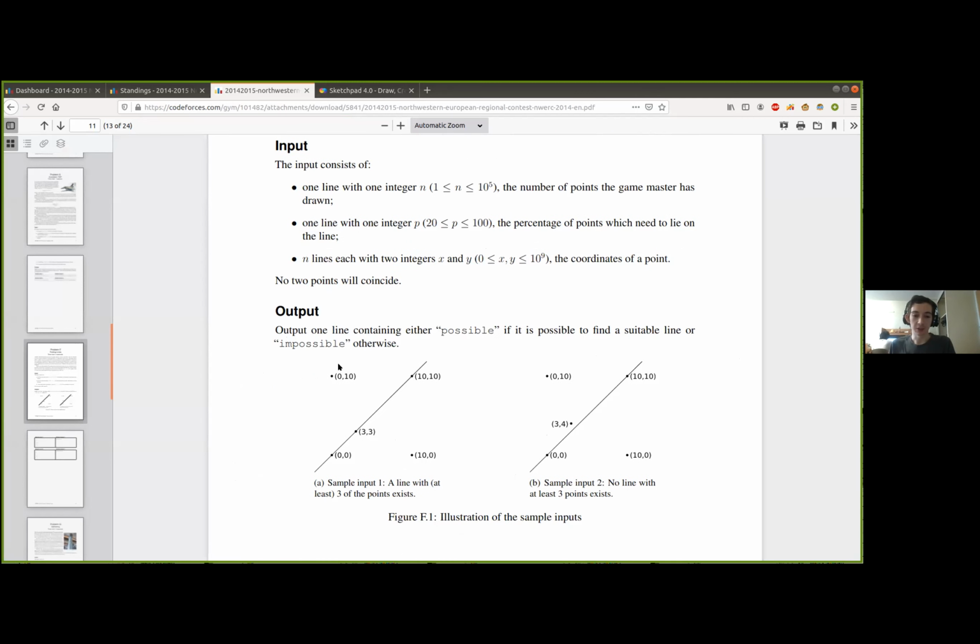So essentially the solution is you pick 2 random points a bunch of times, and then to check if it's a solution that satisfies the condition, we check for every point whether it's on the line. To check if it's on the line, you can just do a cross product.